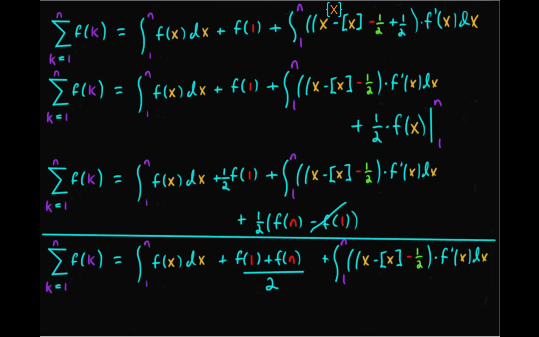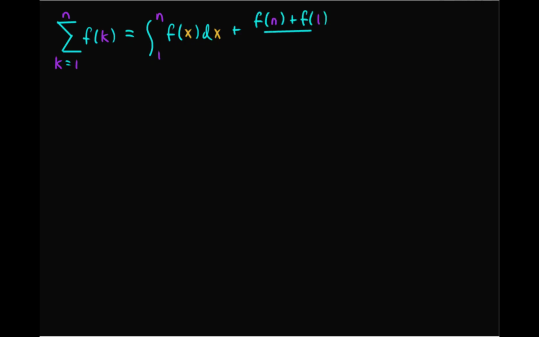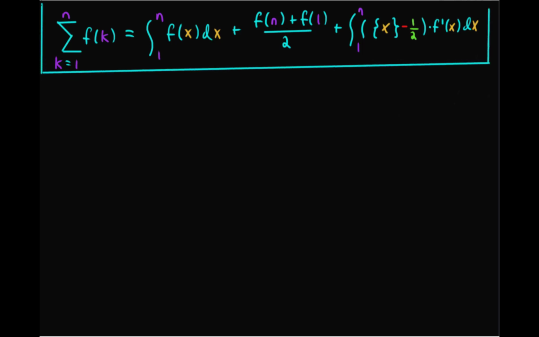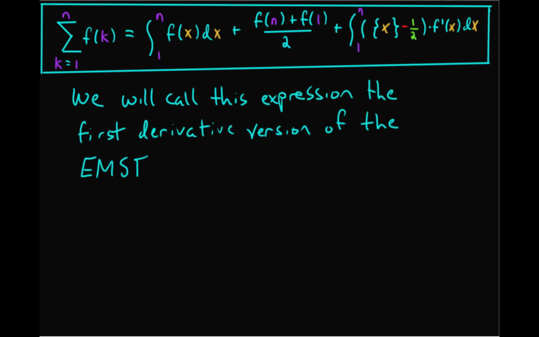And now I want to put a box around this equation, and I'll move it to the top of the screen. This is a very important result for this video, and it's really our most basic form of the Euler-Maclaurin summation formula. It says that the sum of f of k from k equals 1 to n equals the integral from 1 to n of f of x dx plus the average of the values of f of x at the endpoints plus the integral from 1 to n of x minus the floor of x, which just equals the fractional part of x, minus 1/2 all times f prime of x dx. And we call this equation the first derivative form of the Euler-Maclaurin summation formula with remainder term.